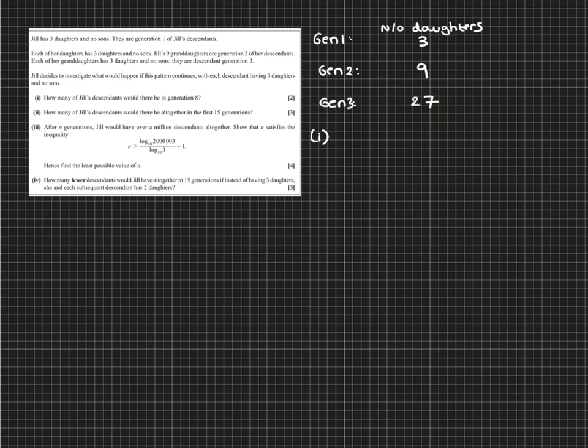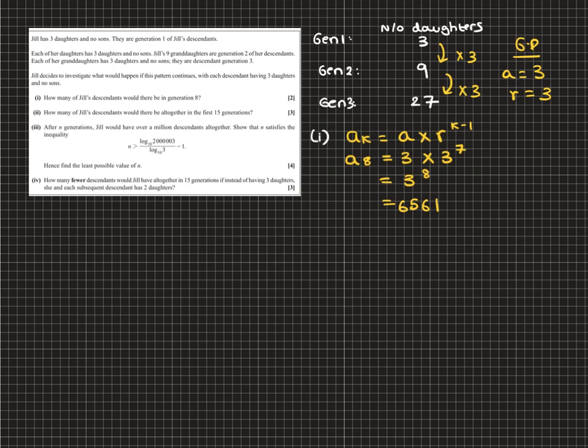So hopefully you can all see the clear geometric progression that we have here, where A, the first term, is 3, and R, the common ratio, is also equal to 3. Remember, A_k equals A multiplied by R to the k minus 1. So we want to know how many descendants would there be in generation 8. So that would be A_8, which is equal to A, which is 3 multiplied by 3 to the power of 7, which simplifies very neatly to 3 to the power 8 and is equal to 6,561.